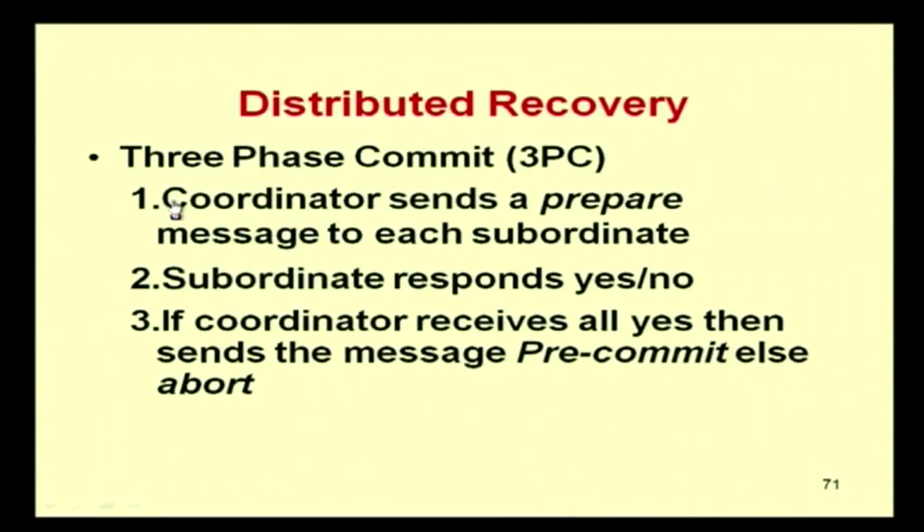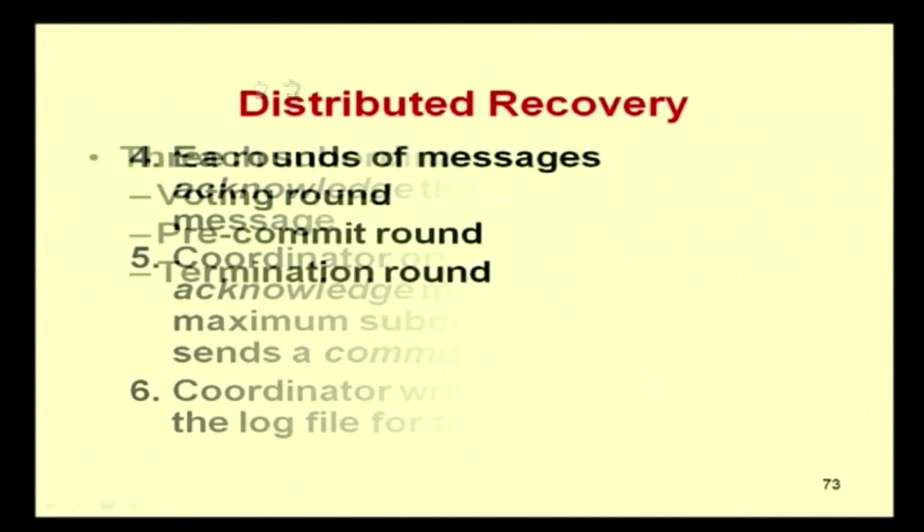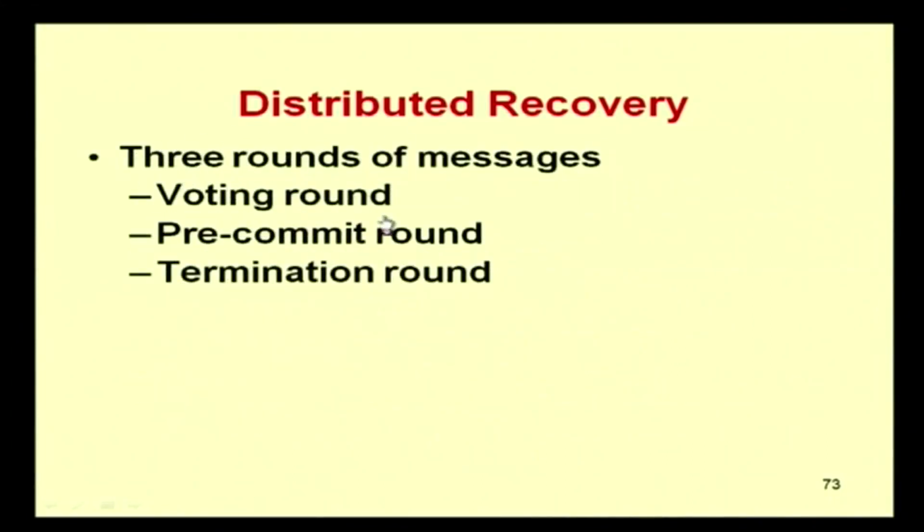Now, then we have what is called a 3-phase commit. In this 3-phase commit, the coordinator sends a prepare message to each subordinate, and the subordinate responds yes or no. If the coordinator receives all yes, then only it sends the pre-commit, else it aborts. Each subordinate must acknowledge the commit or abort message. On receiving the acknowledgements, the coordinator sends a commit message and writes the end record in the log file. So, there are 3 rounds of messages: voting, pre-commit and termination.